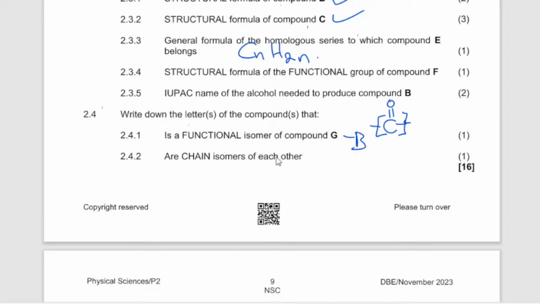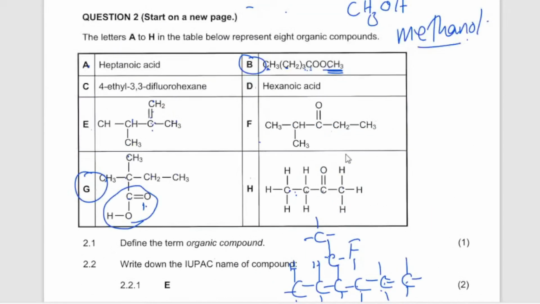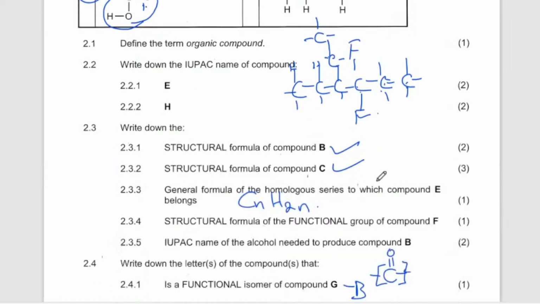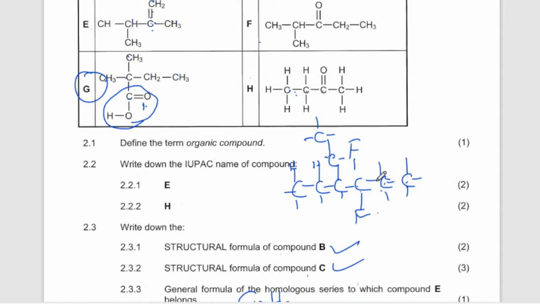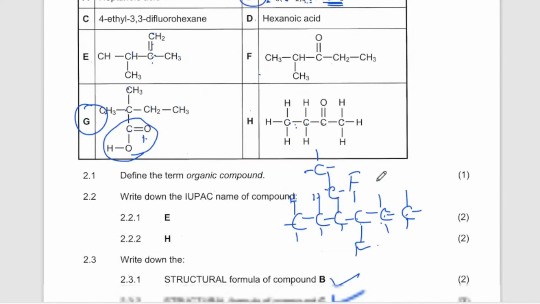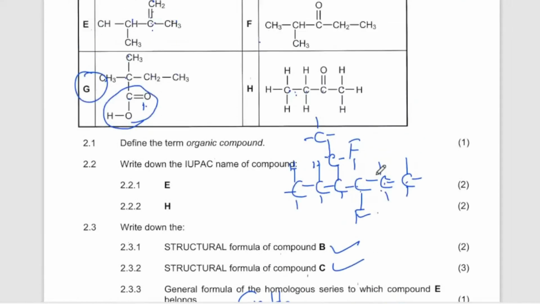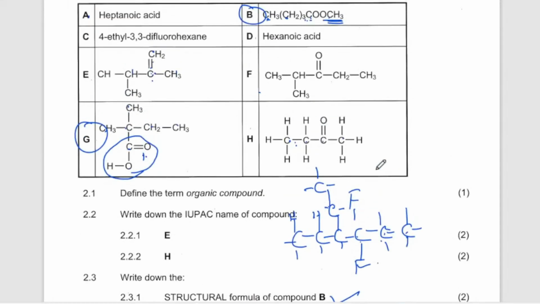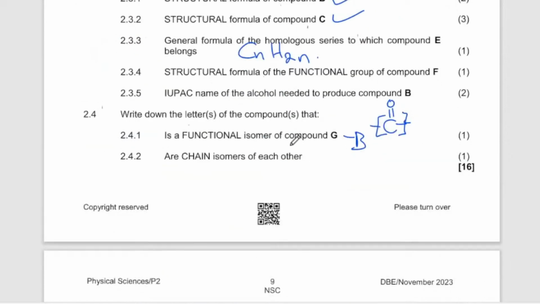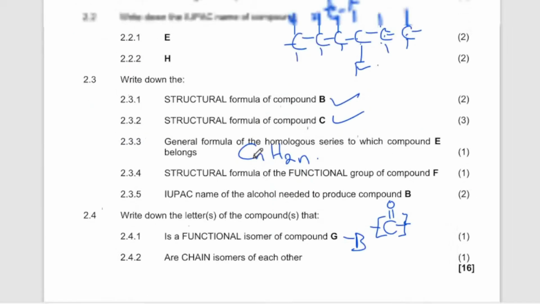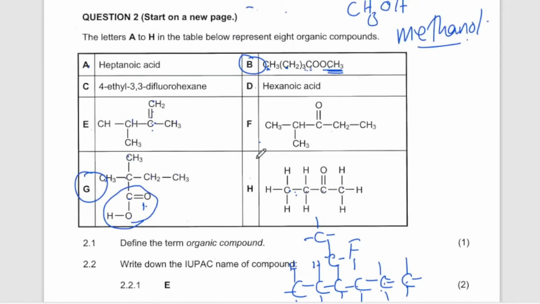Next, chain isomers of each other. Let me check here. Functional isomer of G. Yes, okay, we got it. Then they're saying chain isomer of each other. Chain isomer.